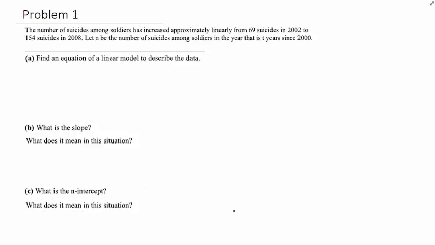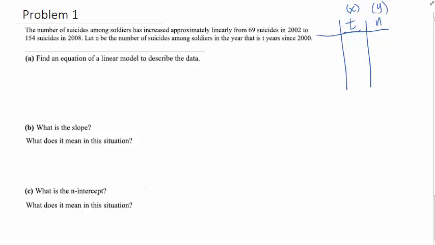Problem number 1. The number of suicides among soldiers has increased approximately linearly from 69 suicides in 2002 to 154 suicides in 2008. Let n be the number of suicides among soldiers in the year that is t years since 2000. So basically what we want is a relationship between the time and the number of suicides. Now we often think of this as x and this as y, but for this problem we have to use the appropriate variables.